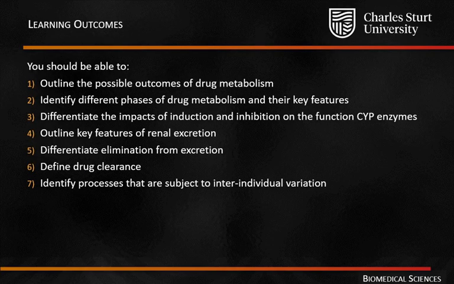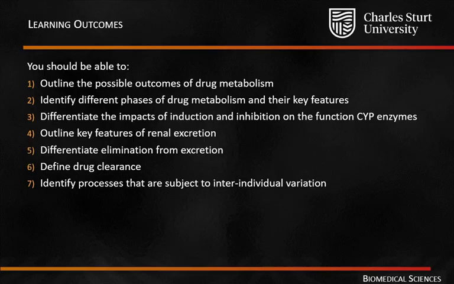Okay, back to the learning outcomes. So you should be able to outline possible outcomes of drug metabolism. So example, water solubility or the activity of the drug. You should be able to identify different phases of drug metabolism, so phase 1 versus phase 2. You should be able to differentiate the impacts of induction and inhibition on the function of cytochrome enzymes, so slowing down metabolism or increasing metabolism.